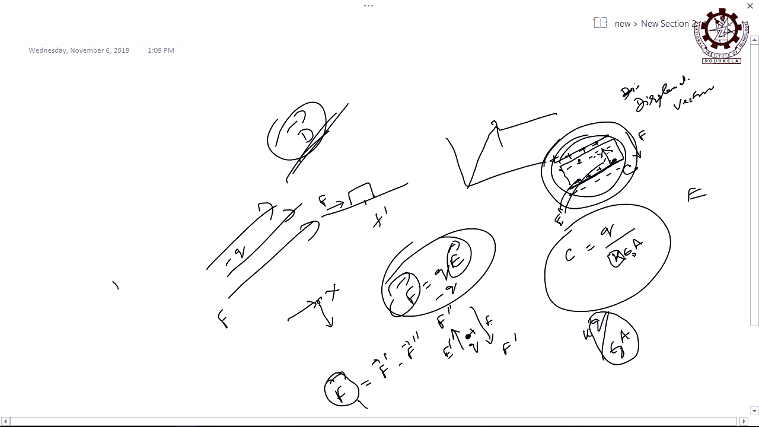So if you write the net field, how much will it be? E plus something. E is the field due to the charged plate, and an additional field comes because of the displacement vector. So the net field in the arrangement will be E plus this quantity into D. This is your displacement vector, sometimes related to displacement current also.